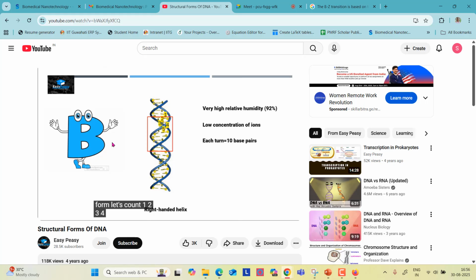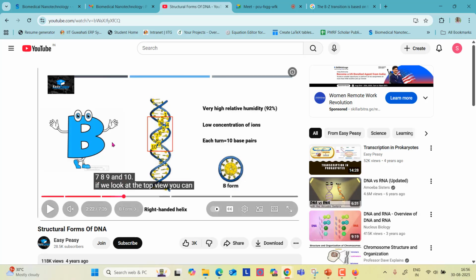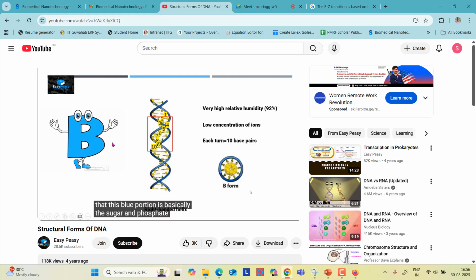Let's count: 1, 2, 3, 4. These are 10 base pairs. They are counting that each turn has 10 base pairs, and there is a low concentration of ions. So this is the B form. When we look from the top, you can see that this blue portion is basically the sugar and phosphate backbone, while the yellow or greenish portion is the base, the nitrogenous portion. They are perpendicular to the axis. The hydrogen bonds formed between the bases will angle here, and that is called tilt. Base tilt in B form is 6 degrees.